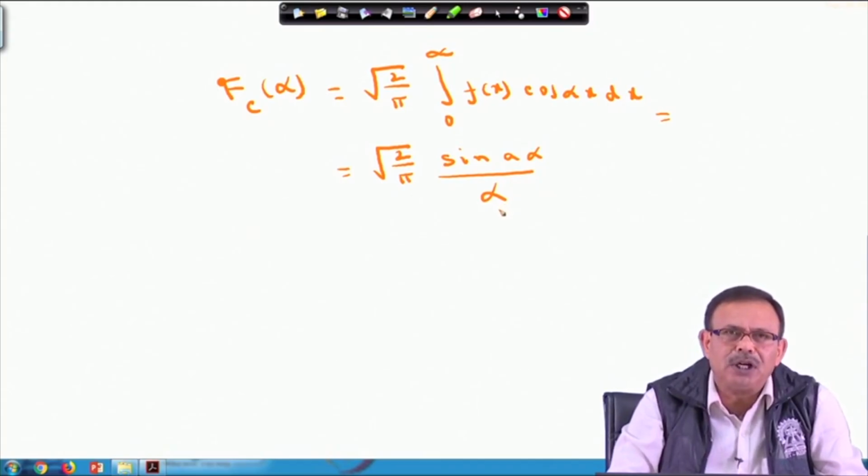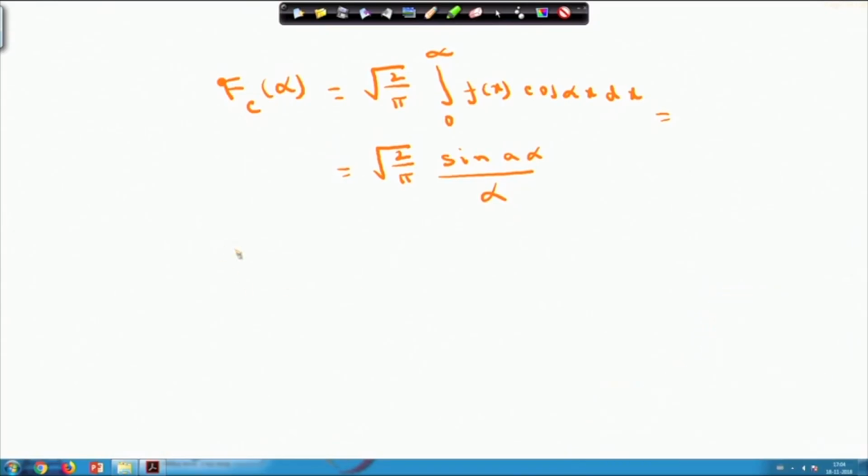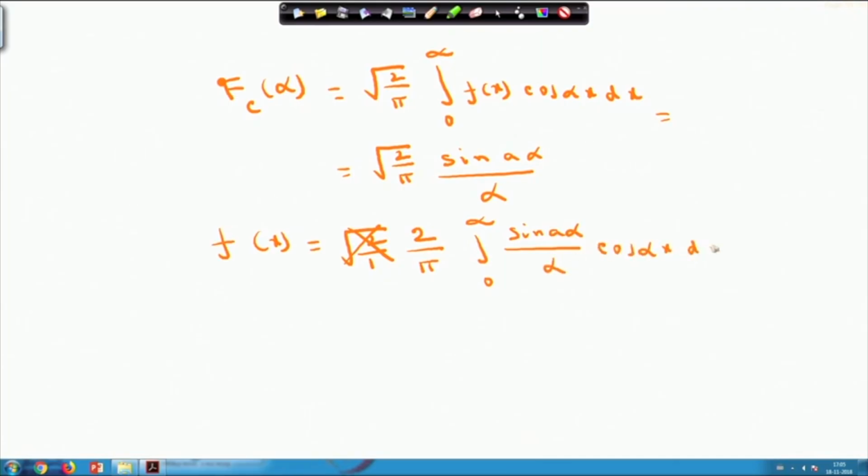So, the Fourier cosine transform of the given function is sine a alpha by alpha. Now, for f(x) using the inverse Fourier transform, we can write f(x) equals root over 2 by pi into root over 2 by pi, so this will be 2 by pi, integral 0 to infinity. Your function is the Fourier cosine transform, that is, the Fourier cosine transform value is sine a alpha by alpha. Directly I am putting it into cos of alpha x d alpha.